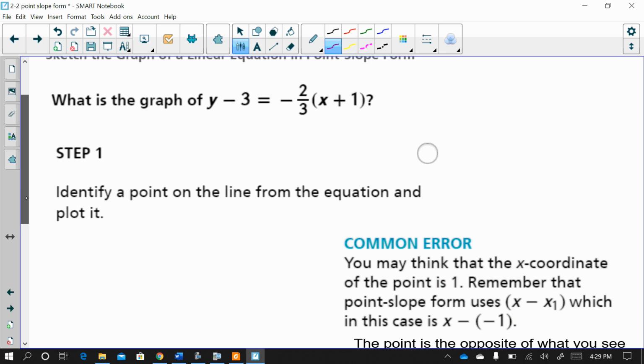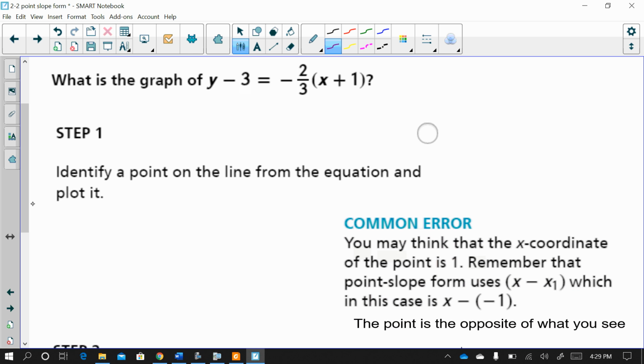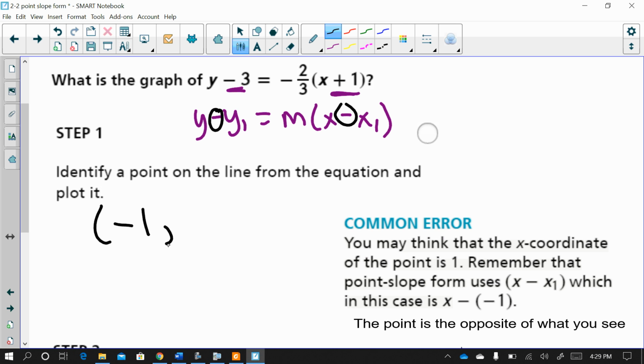Now this is the hardest part of graphing in point slope form. We've got to get our x and our y. Remember, the big thing to remember is y minus y1 equals m times x minus x1. These negative signs make the points the opposite of what you see. So when I pull my x coordinate out, it's a positive 1 here, but my x coordinate is actually going to be -1. Because if I had plus, it's really minus a negative, so I need that negative to come out.